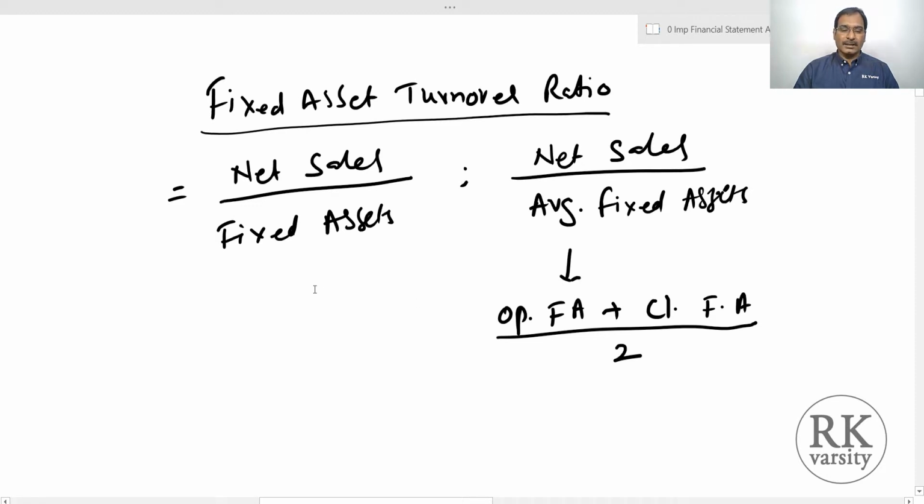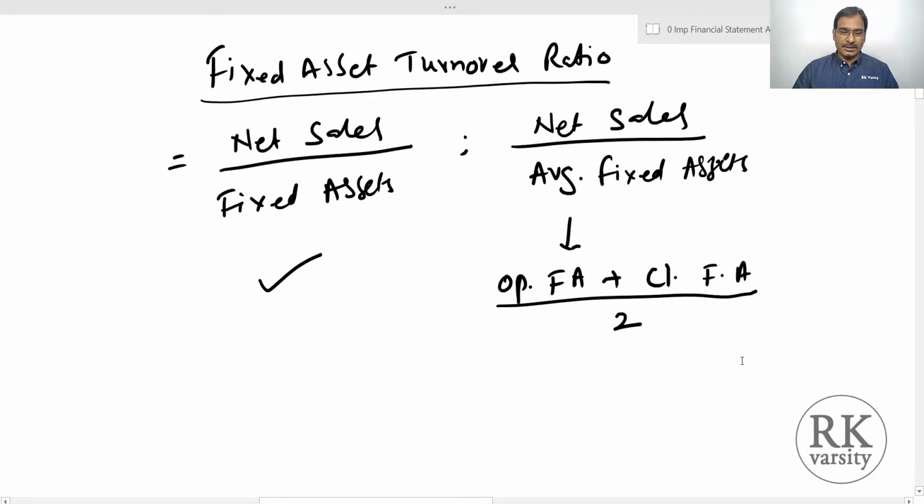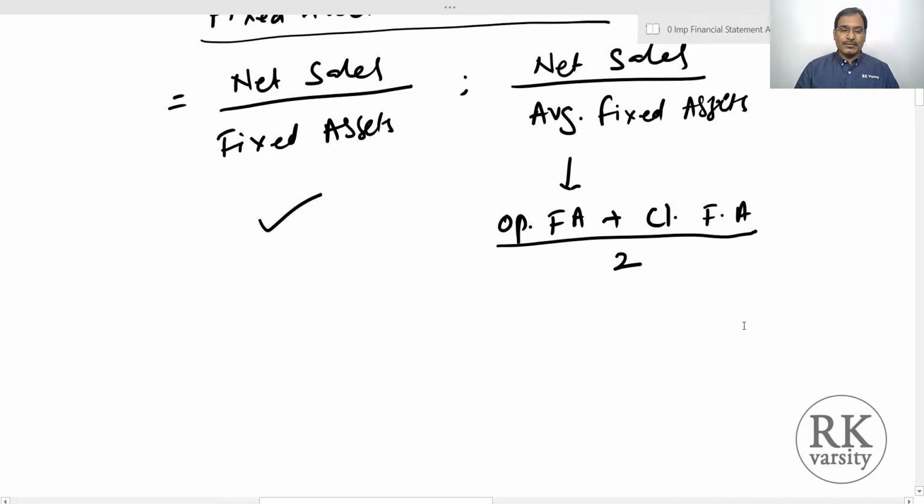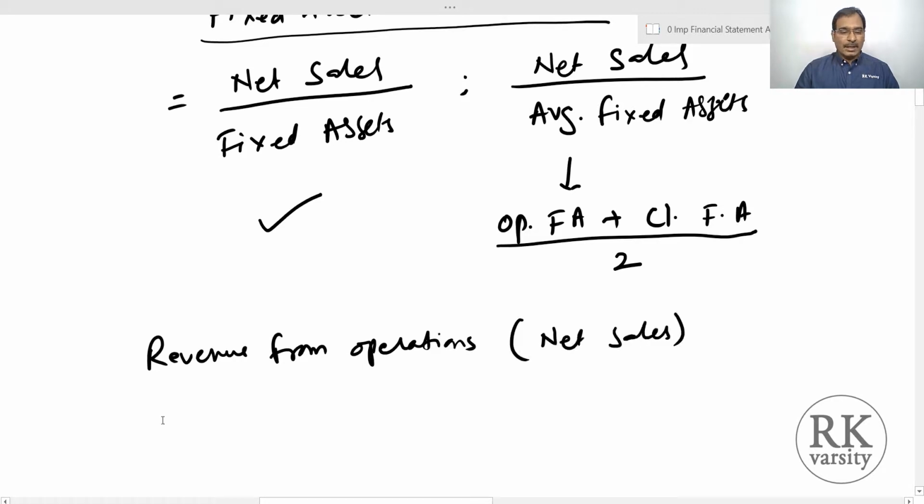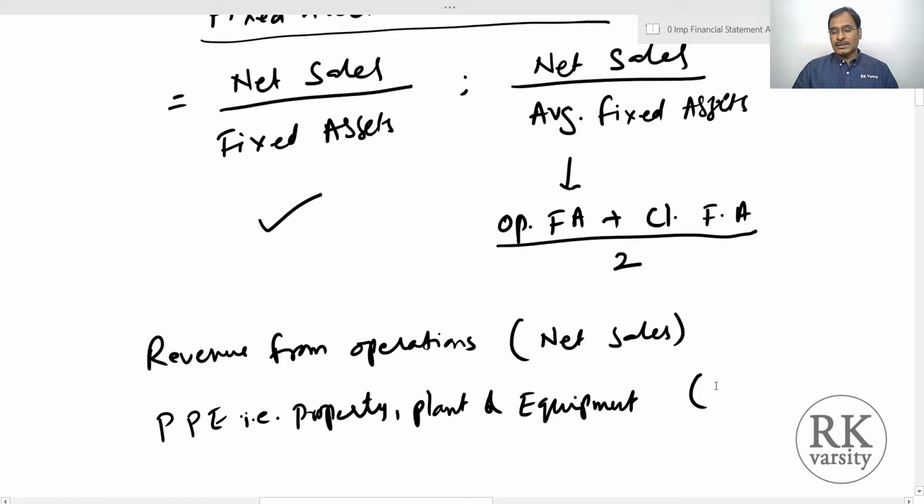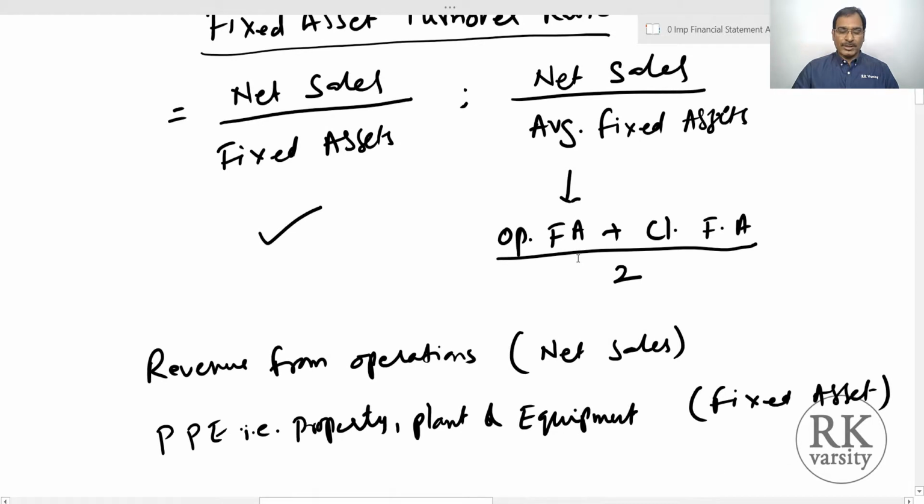However, if you're calculating year-wise independently, then it is appropriate to use the net sales by fixed assets equation instead of net sales by average fixed assets. Now, when you open a balance sheet and a profit and loss account of real companies, you will not find any items titled net sales and fixed assets. In a real company's annual reports, you will find revenue from operations. This you can consider as net sales, and then PPE, that is property, plant and equipment. This is a fixed asset. So in annual reports, you will find revenue from operations and PPE.